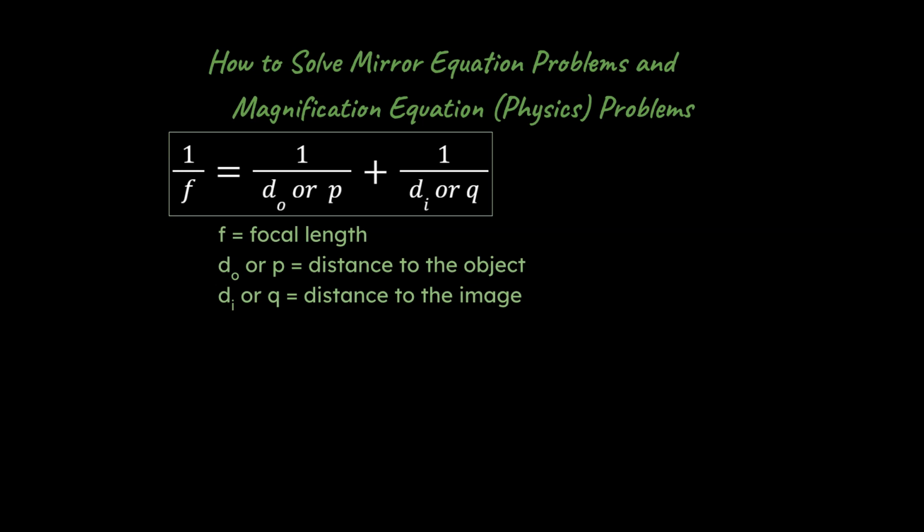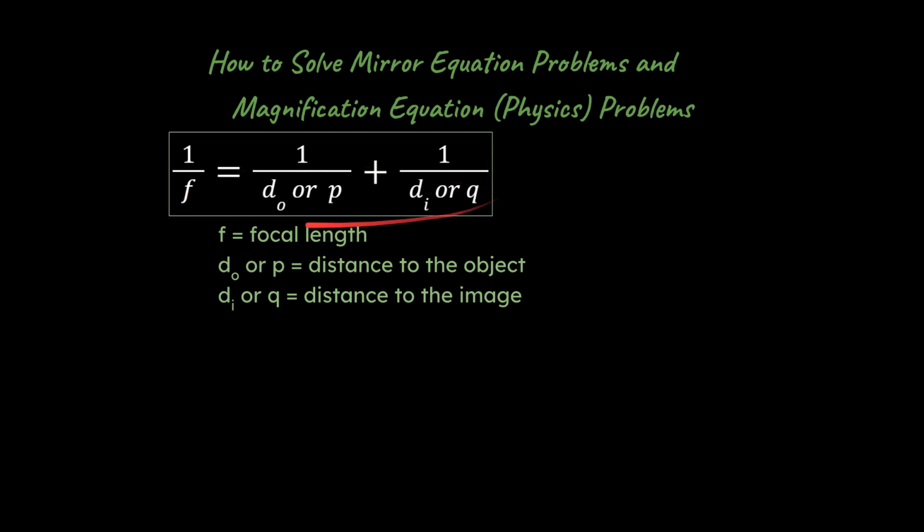Hey, welcome. Today we're going to be talking about how to work with the mirror equation and the magnification equation for physics classes for curved mirrors, for concave and convex mirrors. First we'll define some variables, then I'll show you 4 different examples. I'll also show you the common errors to avoid. So let's go ahead and get to it.